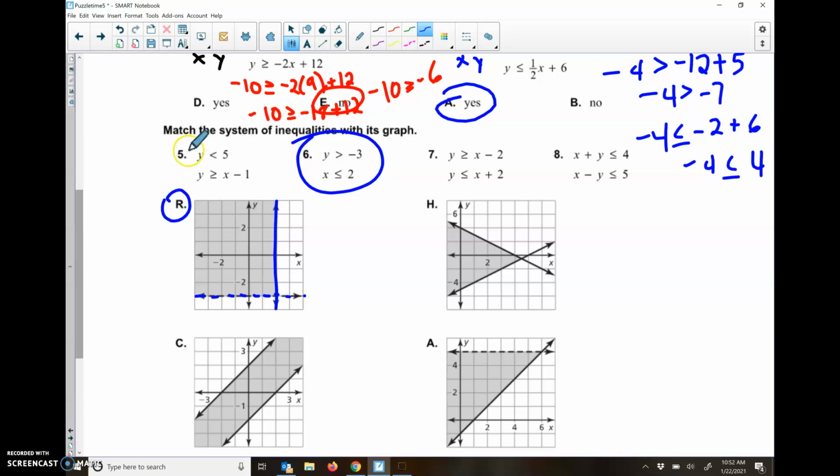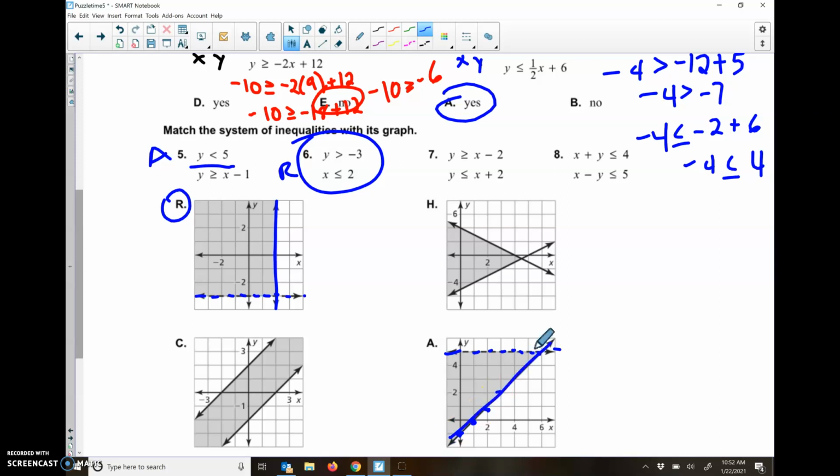Okay. This one also kind of gives it away because there's a y is less than 5. And it looks like it's right here. So 6 is R, and then 5 is A because of this line right here. So y is less than 5, looks like that. And then if we look at y is greater than x minus 1, so there's my -1, and there's my x, my slope going up there.